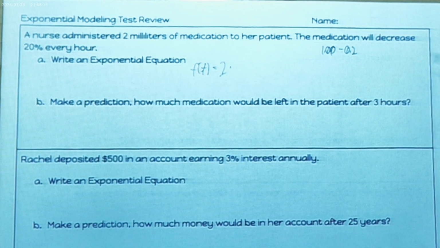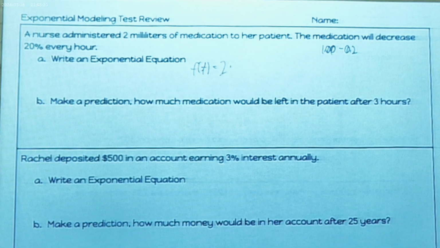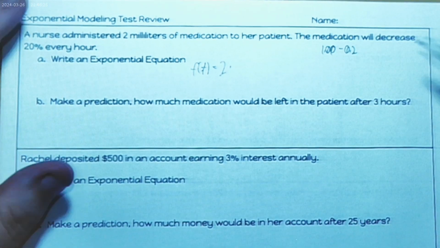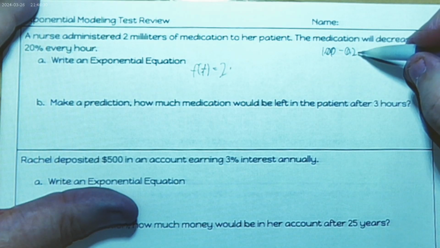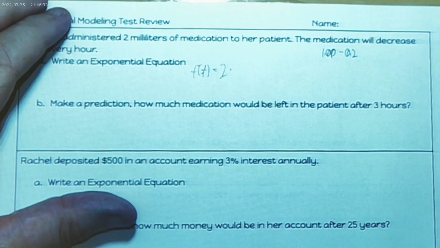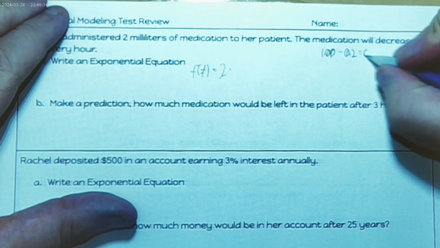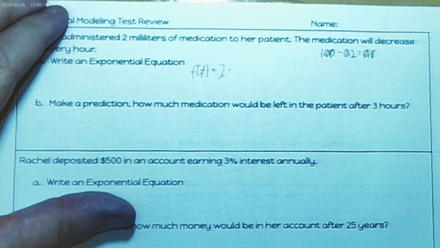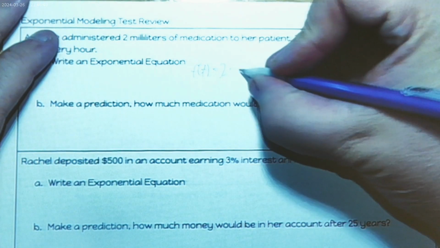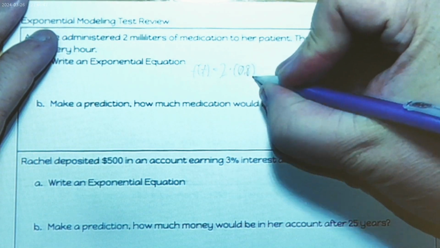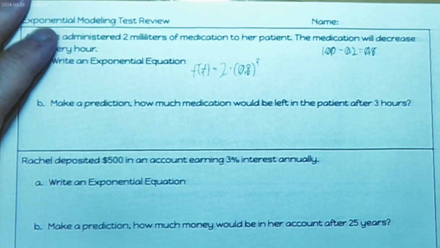The time interval that we're writing the equation for is the time interval that we're going to be asked about later on, so we don't have to worry about any weird conversions. We're starting with 100% and we're losing 20% every hour. So at the end of every hour, we are left with 0.80 of what we had. And so this is going to be your equation.